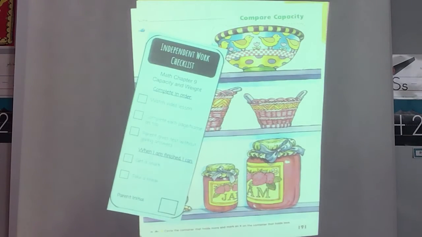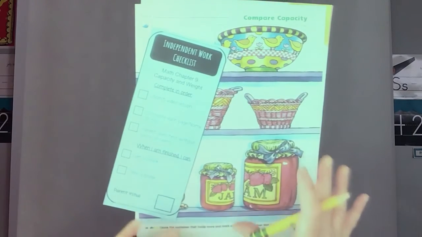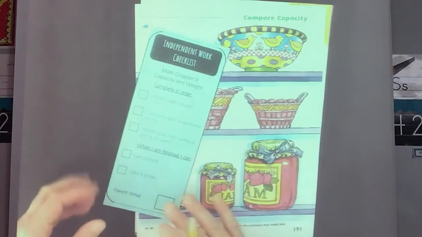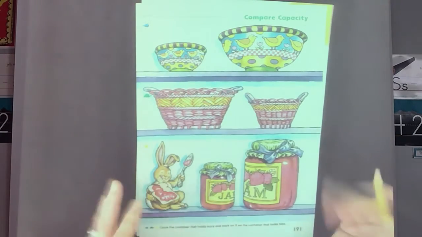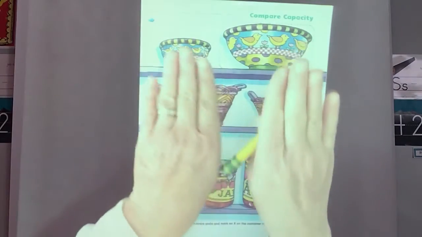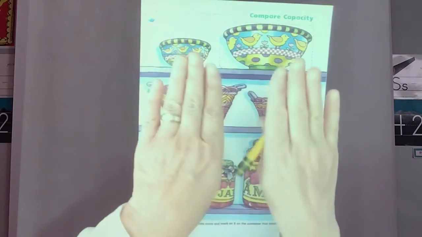We're doing the ending part, the last part of our math chapter 9, and we're dealing with now capacity and weight. And capacity is kind of a big word, so I want to talk to you a little bit about what capacity means. And we're going to compare. That means we're going to look at two different things and determine something about them.